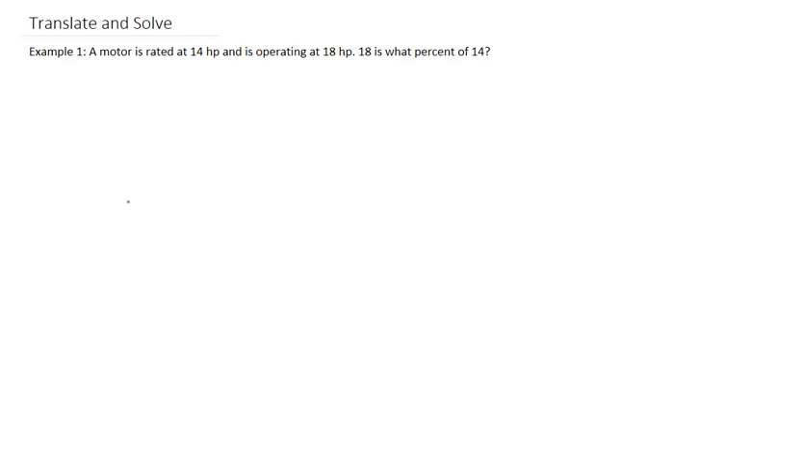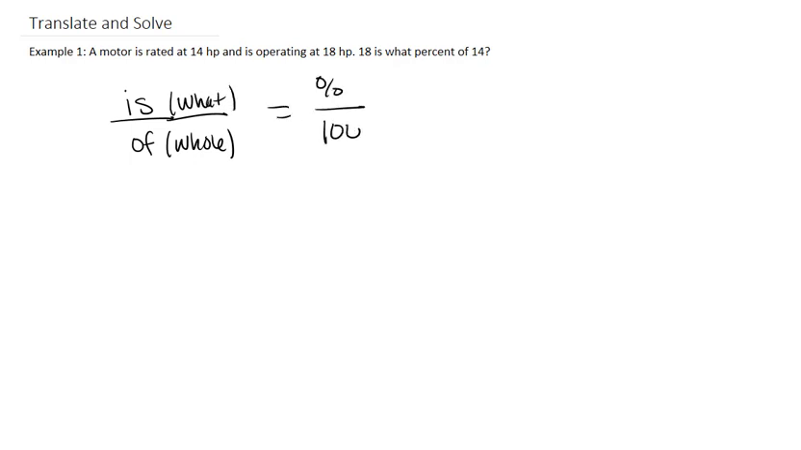So we can think of it this way: we're going to put the number that comes after "is," or what is equal to "is," on the top. This will be "of." This is usually the whole. This is the "what." And this is equal to the percentage over 100. So let's plug in our numbers.